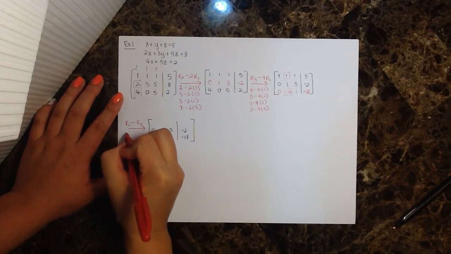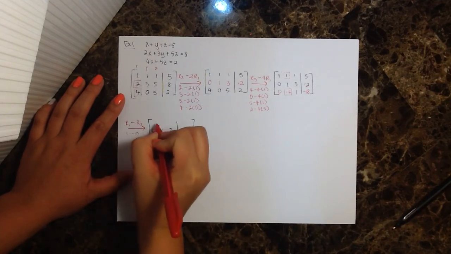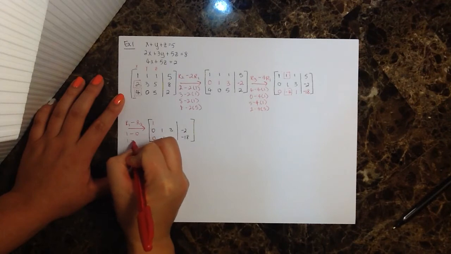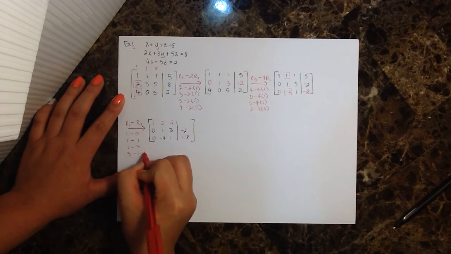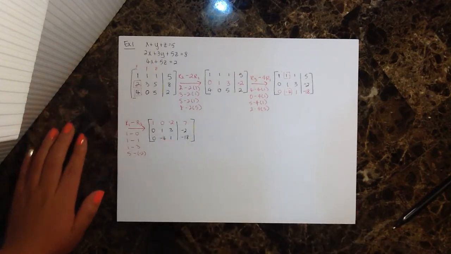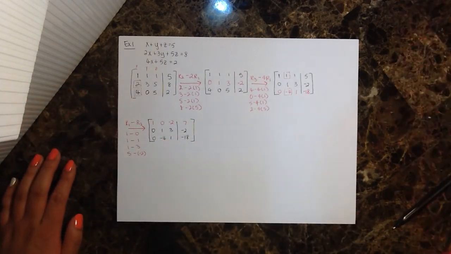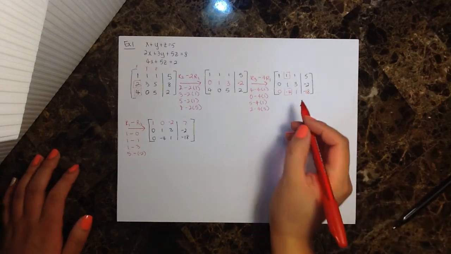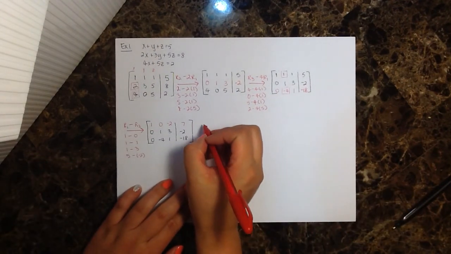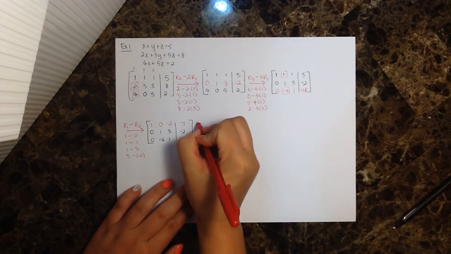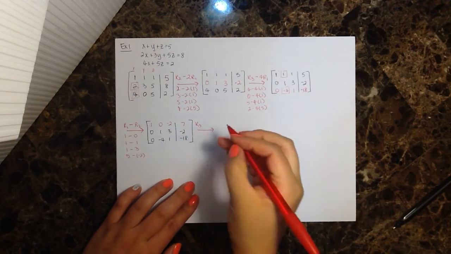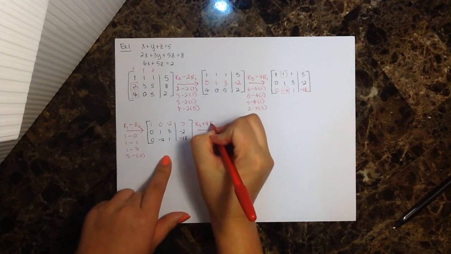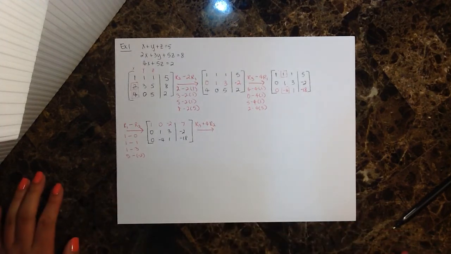So row 1 minus row 2, minus 3, and 5 minus negative 2 is a positive 7. I still want to change this negative 4, so row 3, to change negative 4 to a positive 0, I add 4 times row 2.